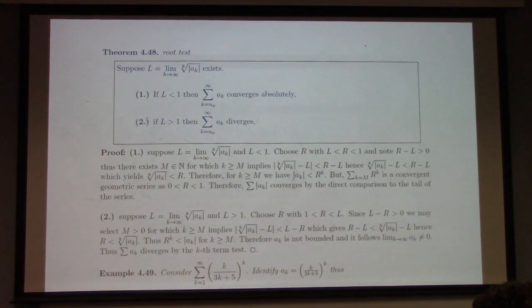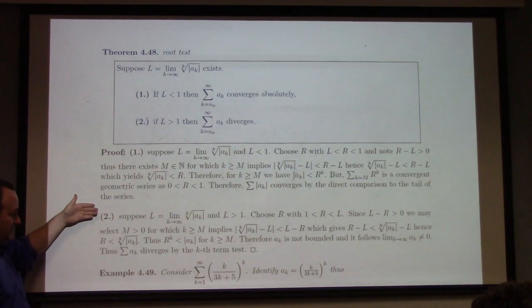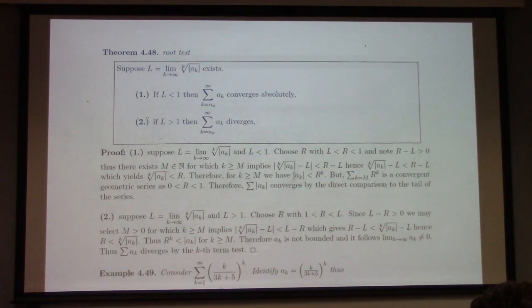Because it ends up showing that it's unbounded. So basically case 2 is by the kth term test. Anyway, I'm going to put this away and write examples out for you guys, all right?